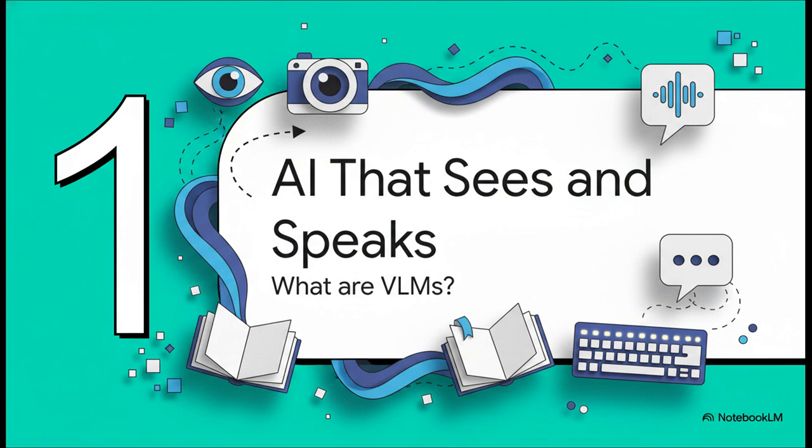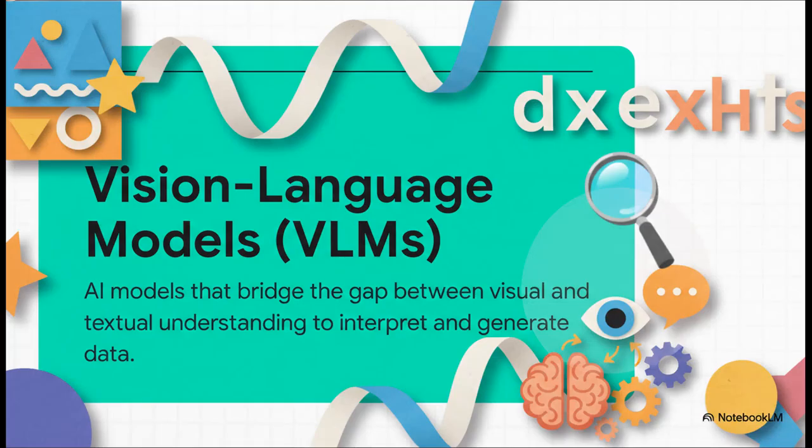Okay, first up, AI that sees and speaks. Let's get crystal clear on what we're actually talking about when we say vision language models. At their heart, VLMs are basically translators between the world of sight and the world of text. But we're talking way beyond just slapping a label on a photo. These models can interpret the context of a scene, they can reason about the relationships between objects, and they can even generate brand new data that mixes images and language together.